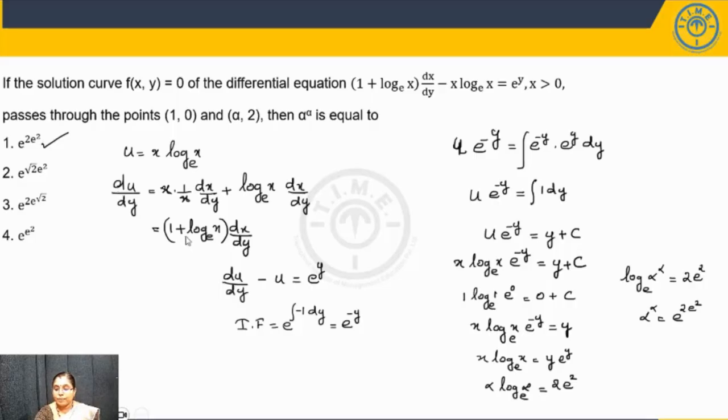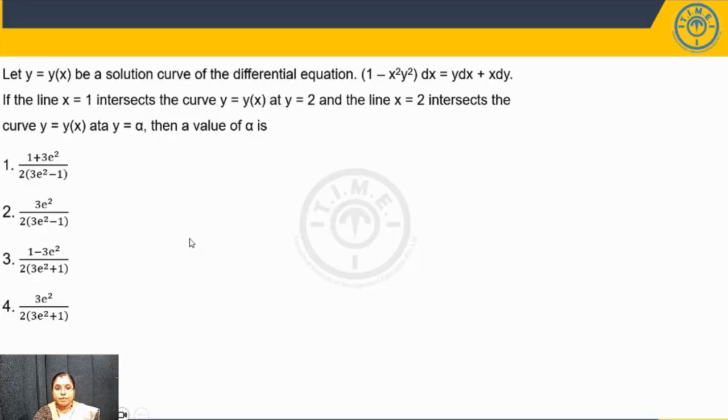I hope it's clear. Now, our next question. Let y is equal to y of x be a solution curve of the differential equation 1 minus x square y square dx is equal to y dx plus x dy. This is a peculiar type of equation, that's why I have selected this. So 1 minus x square y square into dx is equal to, look at this, y into derivative of x plus x into derivative of y.